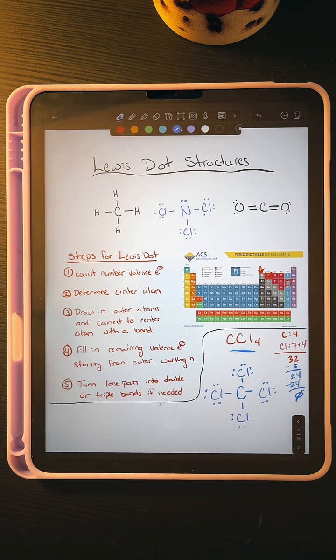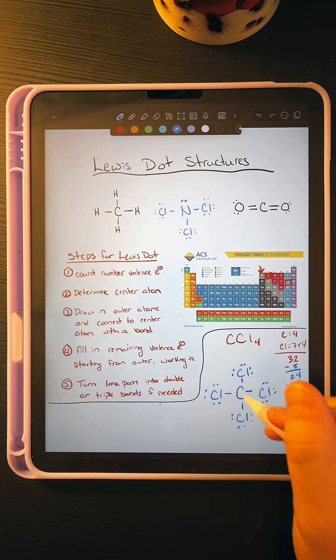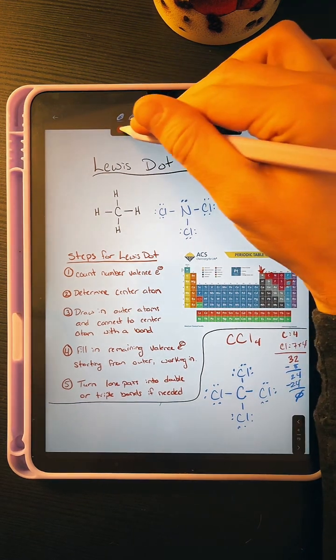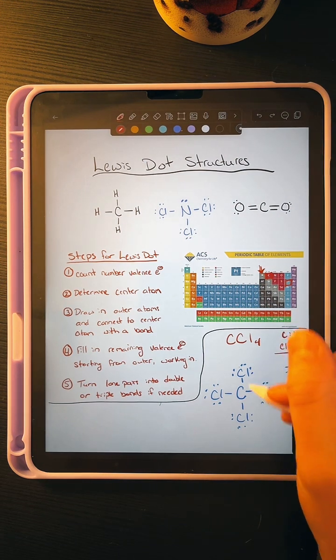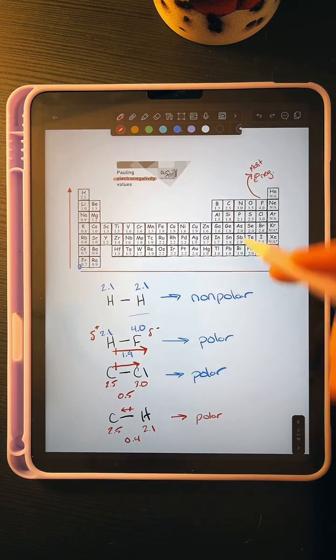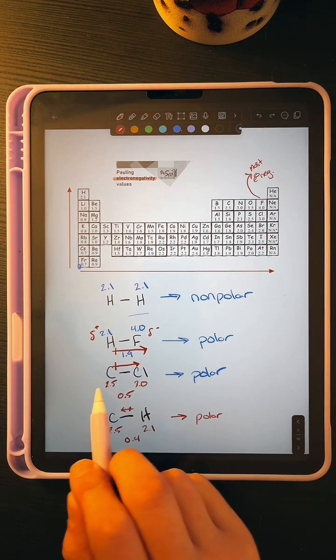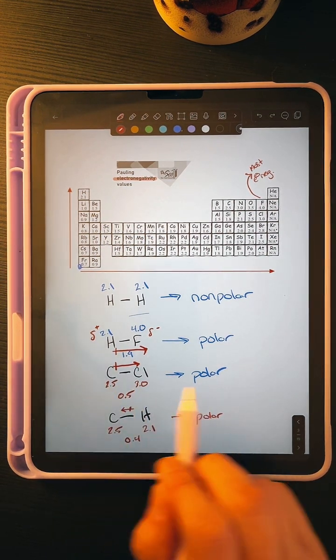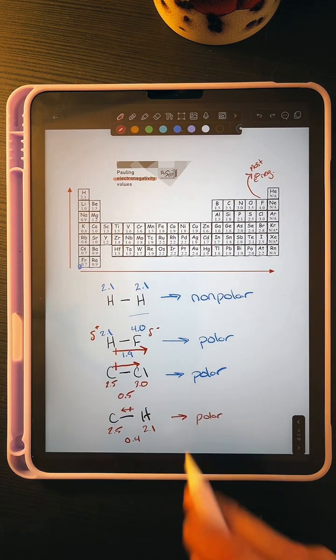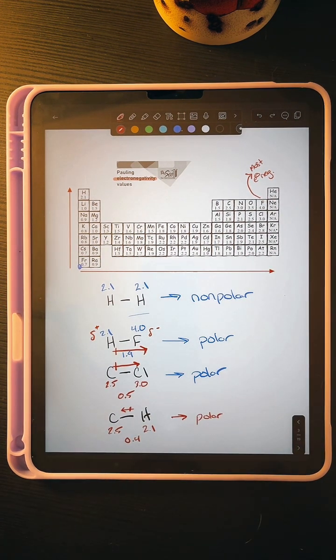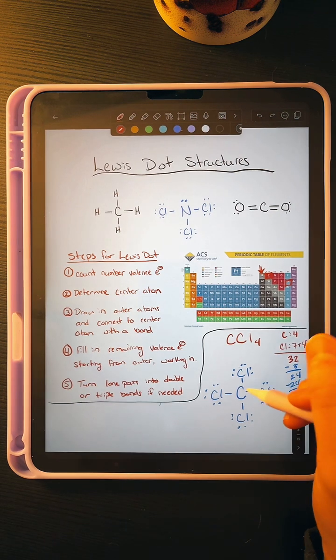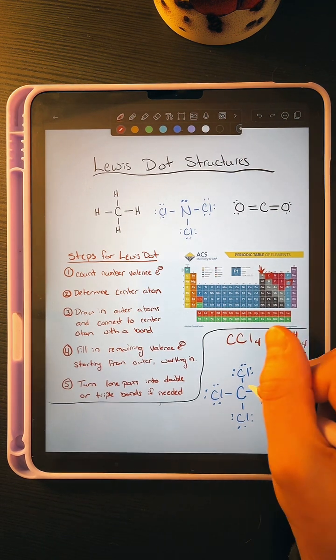Whew, that was a lot. Now, if we look at this though, let's talk about polar and nonpolar while we have this. If we were to look at each one of these carbon-chlorine bonds, let's go back here. We have carbon and chlorine, right, with our electronegativities. So we do have some polar component to that bond. So each one of these bonds is polar.